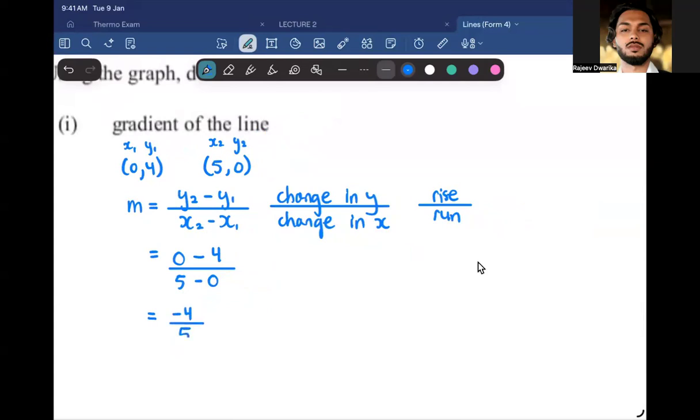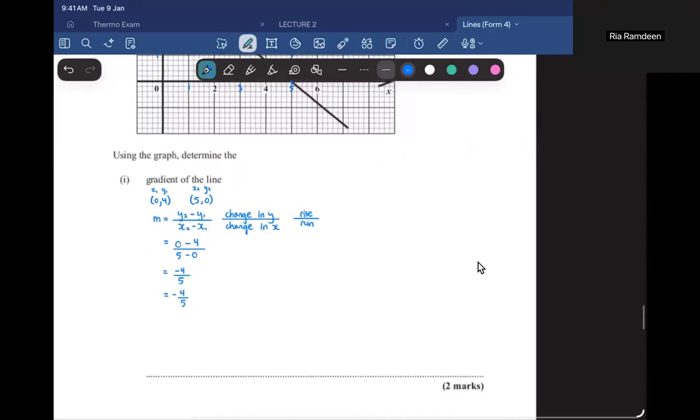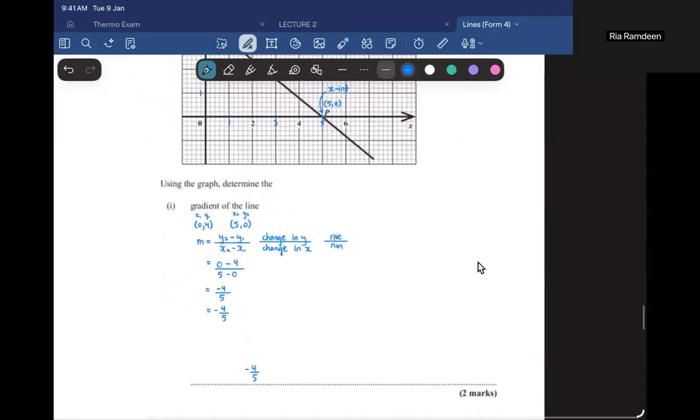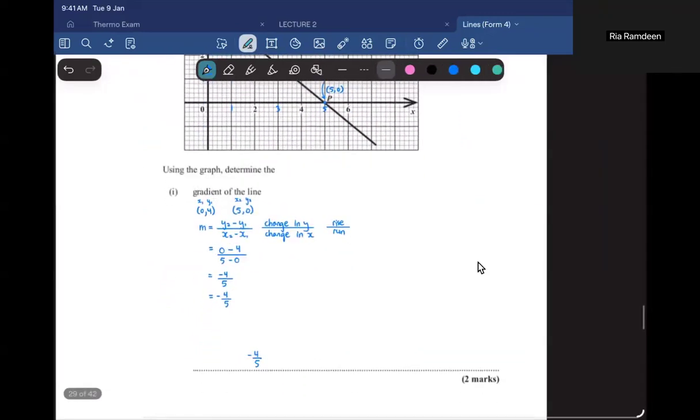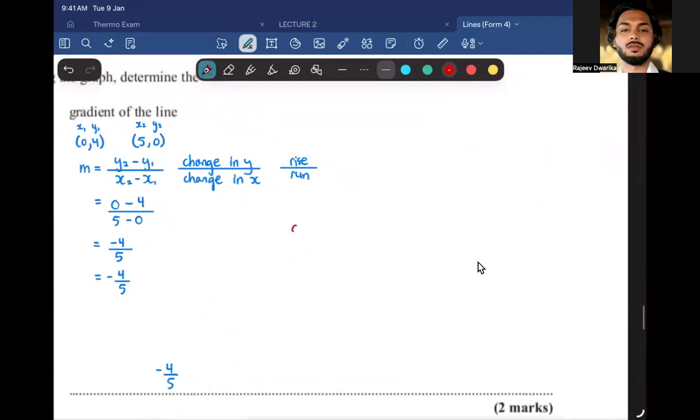Right? So our final gradient is just a negative divided by a positive. A negative divided by a positive number is a negative. So my final answer is -4/5. So that's my answer. -4/5. So, girls and guys, I've got a little hack for you.